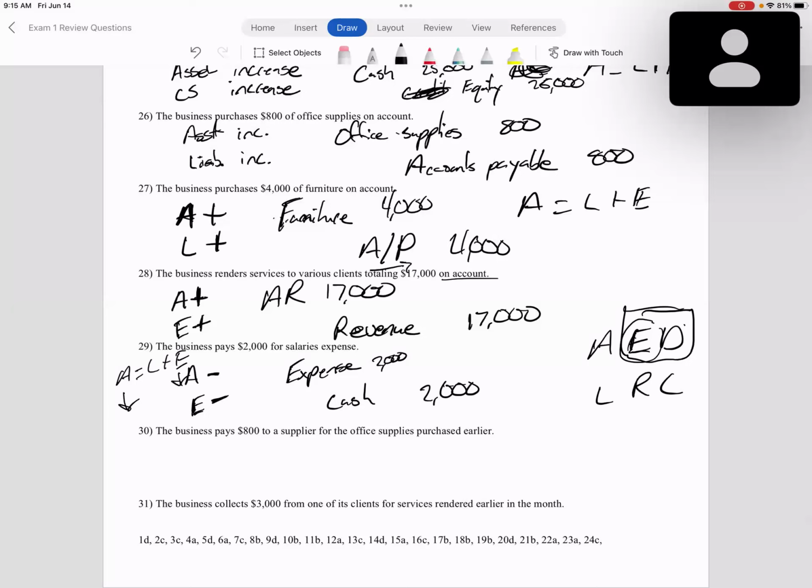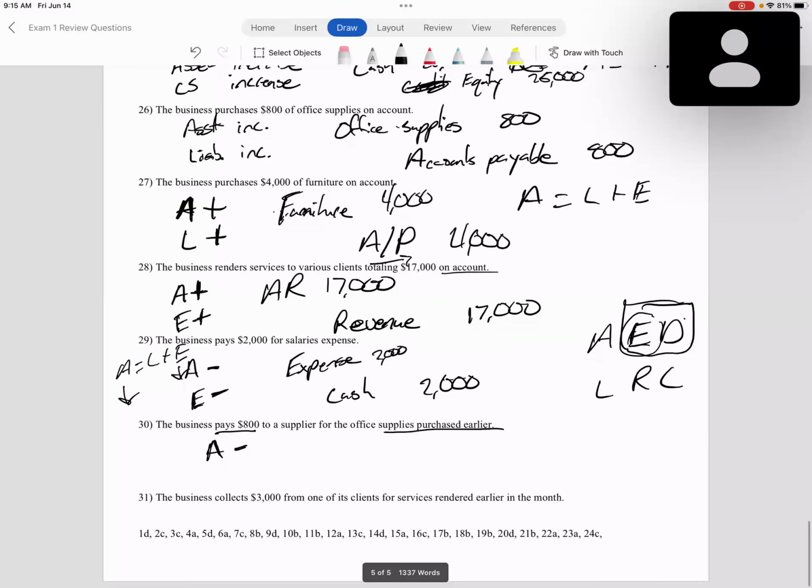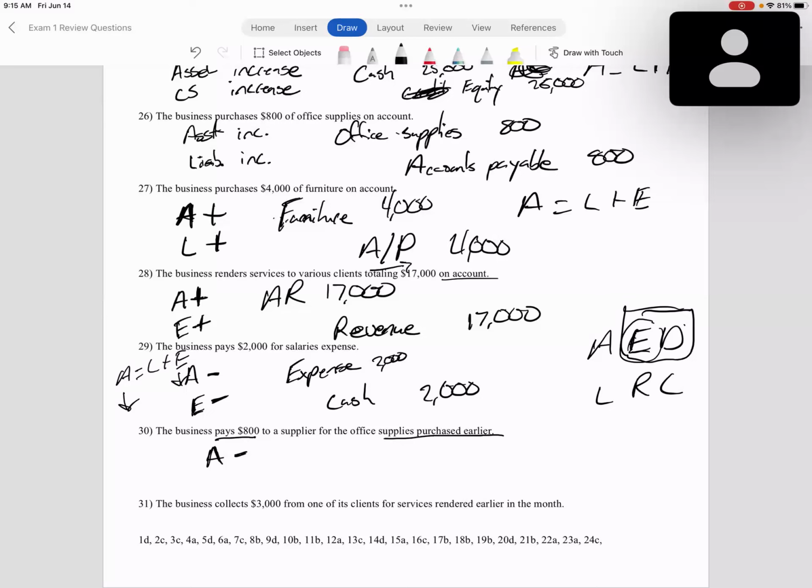Okay, business pays $800 to supplier for office supplies purchased earlier. Okay, so if we're paying and our assets are going down, right? We're paying $800 and we purchased them earlier. We purchased them on account, right? I mean, here, right up here, supplies on account. So remember at that time, our liabilities increased. Well, if we're paying now, then our liabilities are decreasing. We don't owe them that money anymore. So our assets are going down, our liabilities are going down. So we need to credit cash to show it going down, $800.